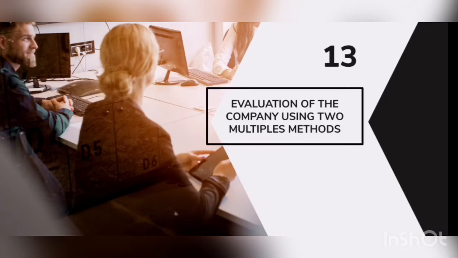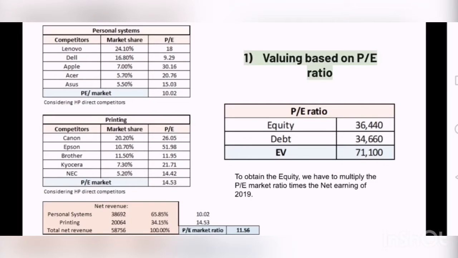Evaluation of the company using two multiples methods. The first method that we consider was valuing based on PE ratio. To get the enterprise value of HP, first we have to find the main competitors of each sector of operations. So, for personal systems, we could find Lenovo, Dell, Apple, Acer, and Asus. Using Statista and Yahoo Finance, we could find the market share and the PE ratios for each of them. Using the function SumProduct on Excel, we could get the PE market.